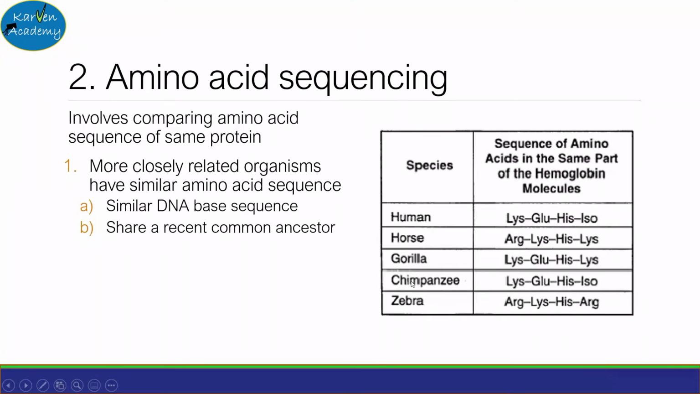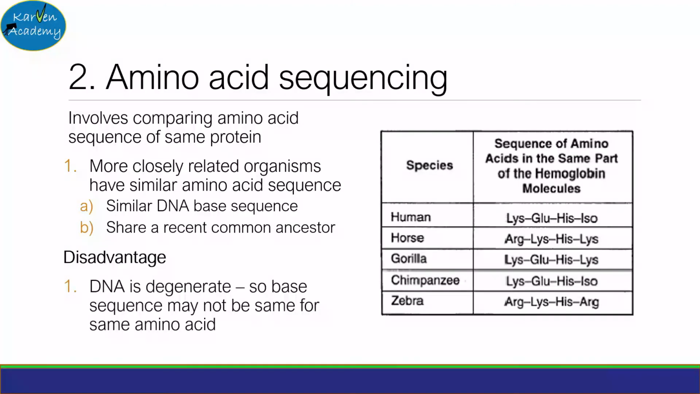You can see that the base sequence of human is identical to the chimpanzee, and there is only one amino acid difference to the gorilla. This means that we are more closely related to the chimpanzee than the gorilla. However, there is a problem with amino acid sequencing. It's because DNA is degenerate, which means the amino acid could be coded by different base sequences.